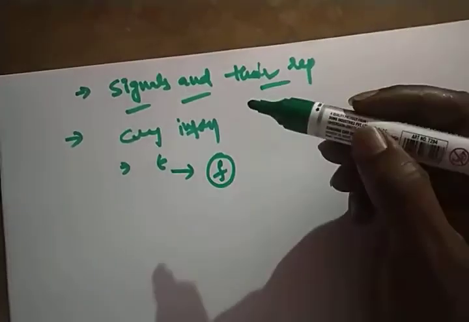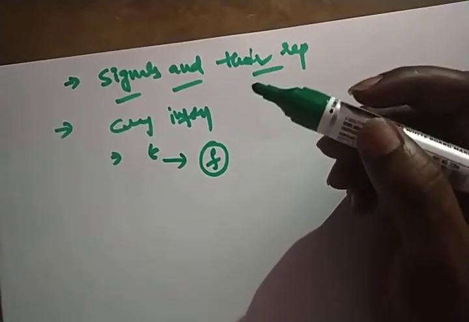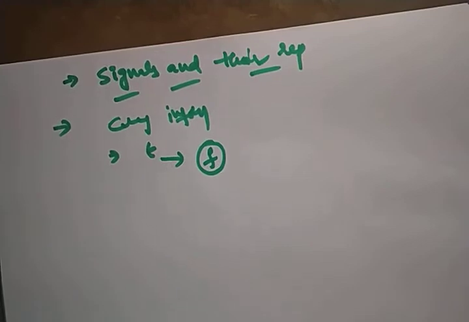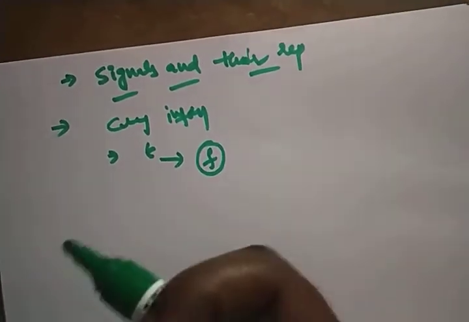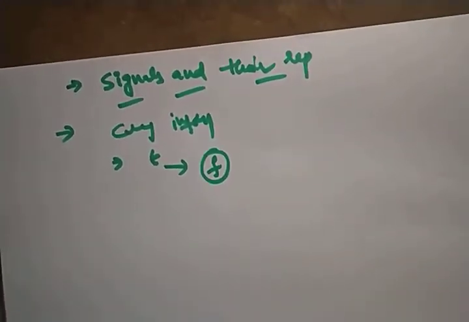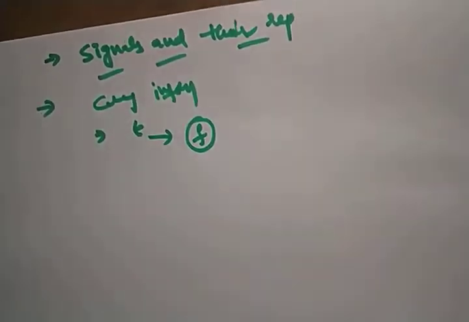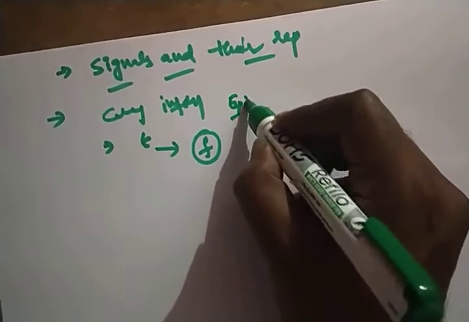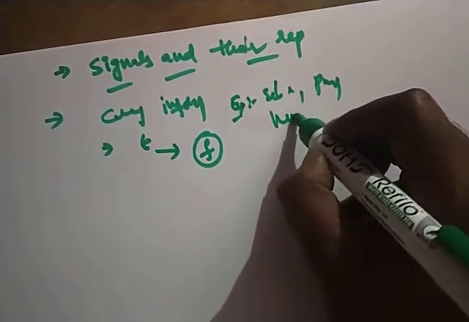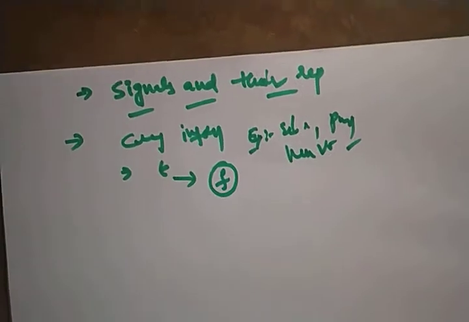So what is meant by signal? Signal is nothing but which can carry the information. These types of signals can vary with the time. It's time dependent. So if you know the time, you can easily predict the frequency of the signal. The examples are electrical signal, power signal, human voice signal, and all these things. These are the examples of signals.